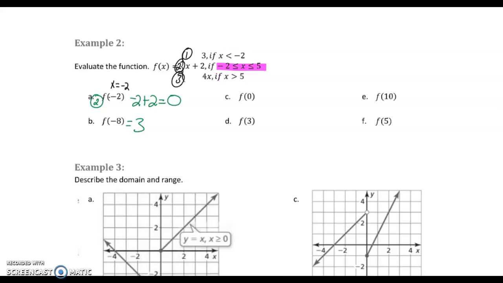All right, so 0 is between negative 2 and 5, so it would be function 2. So that means you're going to take function 2 as x plus 2. You're going to plug in 0. 0 plus 2 is 2.